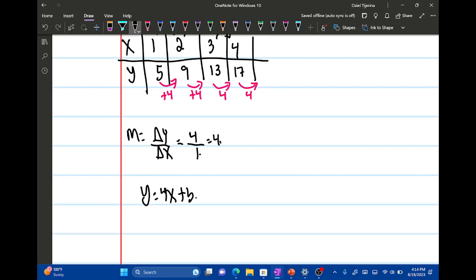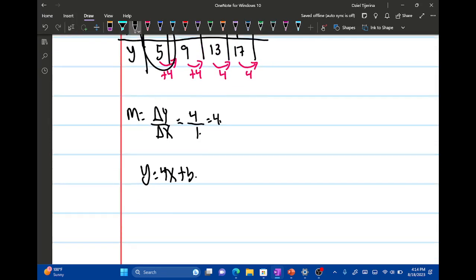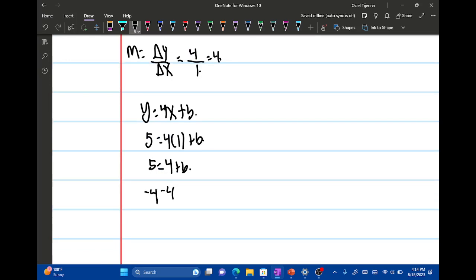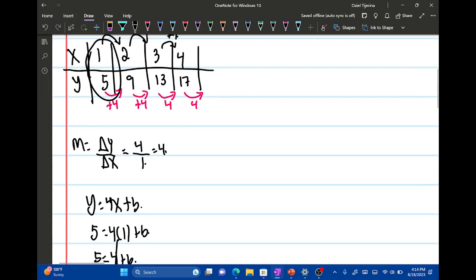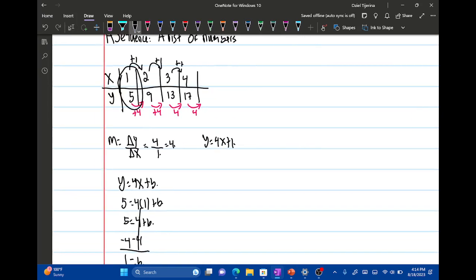And then we needed to find our y-intercept. We would pick a point from here. So let's say 1 comma 5, we say 5 equals 4 times 1 plus b, and then solve for b. That's how we would figure out an equation that defines this pattern. So we would end up with y equals 4x plus 1. So yeah, that was how we did it when it came to x and y terms.